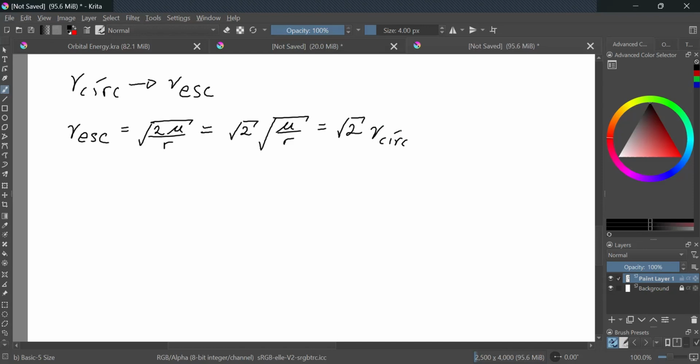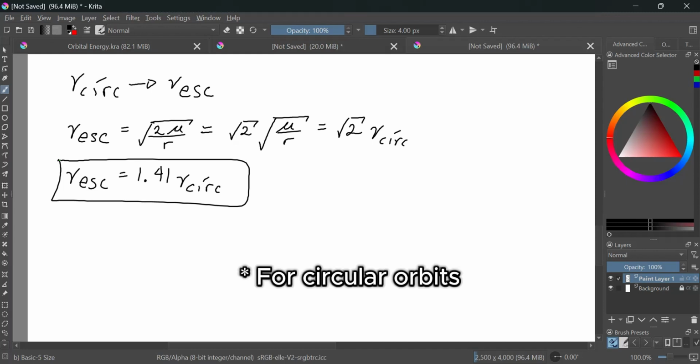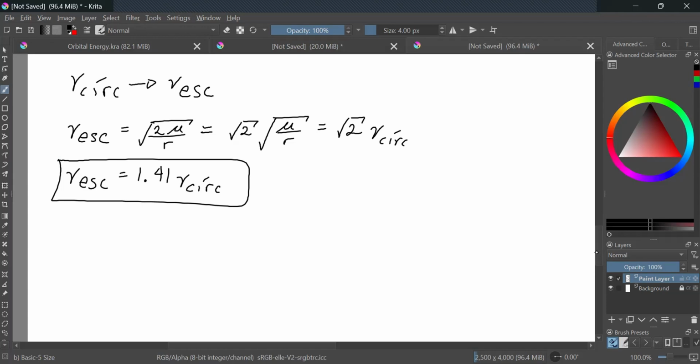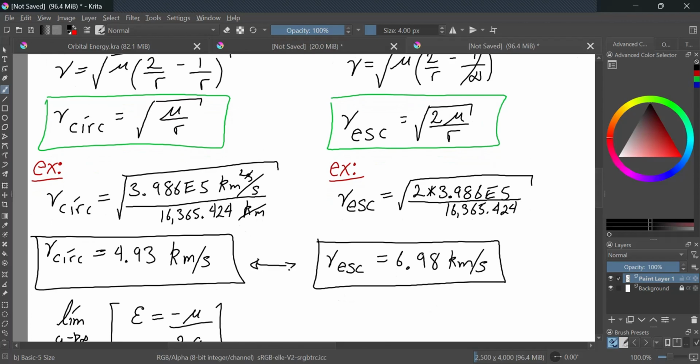Okay. Therefore, the velocity that we need for escape is going to be 1.41 times the circular velocity for the same distance. It is always going to be 41% more energy. 41 point something. No matter what altitude you are at, you will always need 41% more energy, more velocity. And left as an exercise to the viewer, you can compare these two.